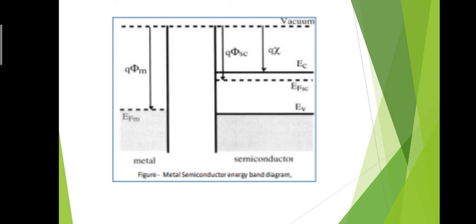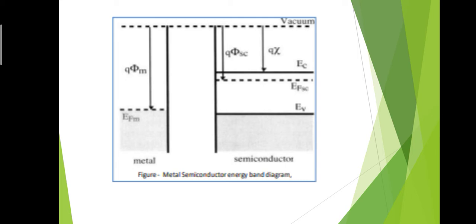As we define, the work function is nothing but the energy that must be supplied to the electron present at the Fermi level of the metal to eject it from that metal. So this is the work function, denoted by Q phi m in the figure. That is, the work function is the energy difference between the Fermi energy level in a metal and the vacuum level.